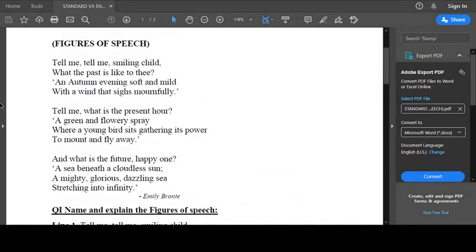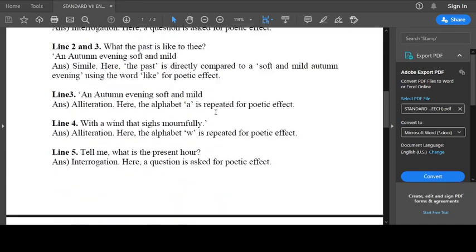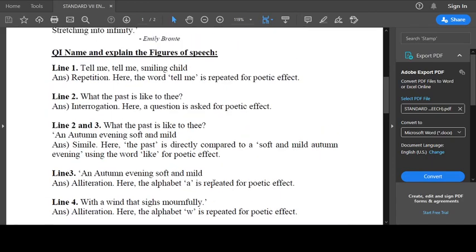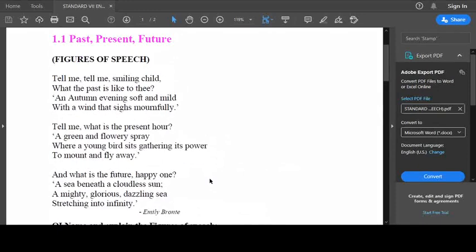Line number 5. Tell me what is the present are. Now can you see at the end of the line what we are having? We are having a question mark. So which figure of speech is it? Interrogation. When a question is asked, it is interrogation. So how will we write the answer? It is interrogation. Why? Here a question is asked for poetic effect. Next, we'll see lines number 5 and 6.